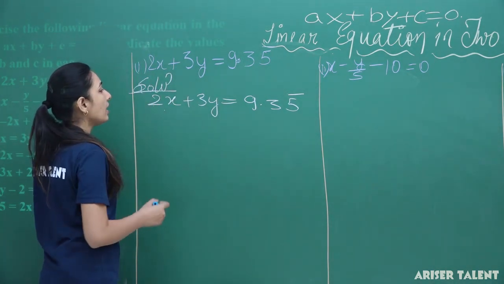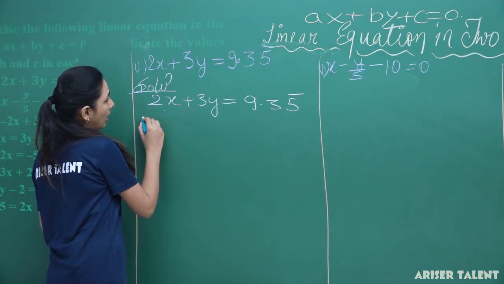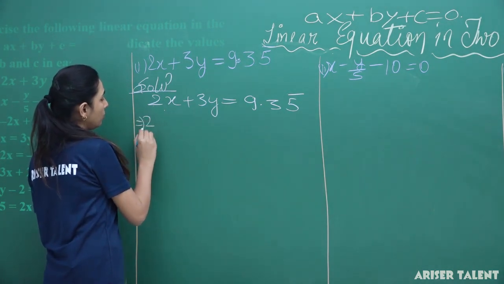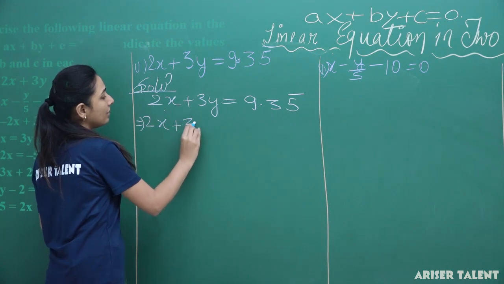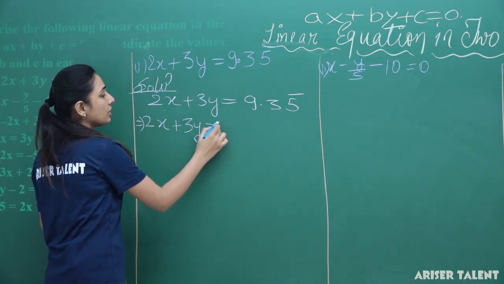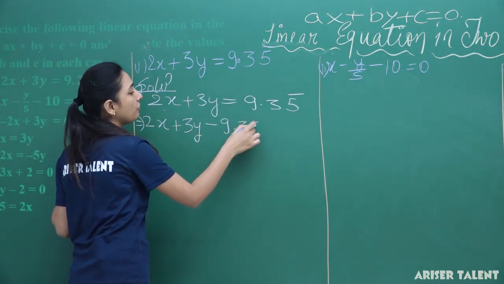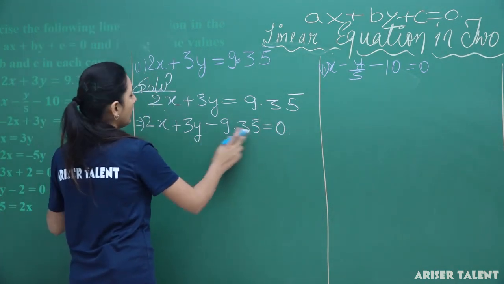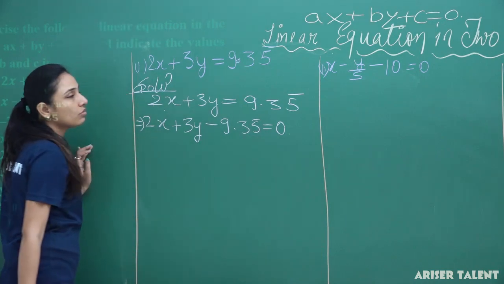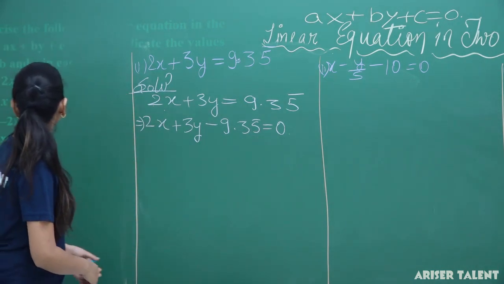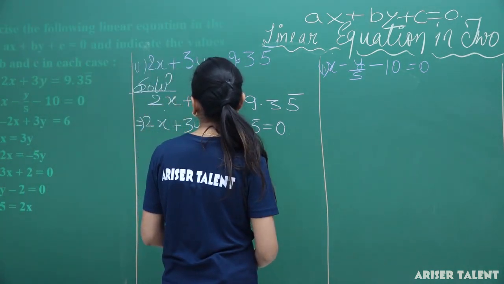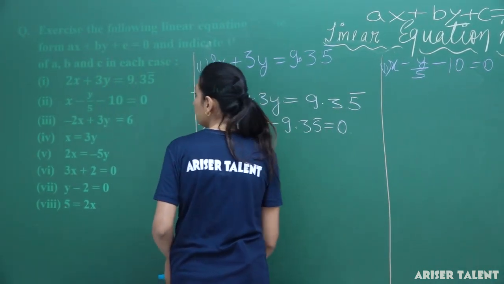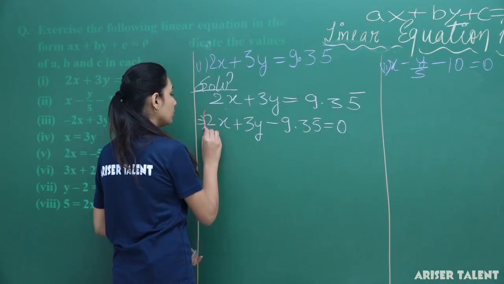In this case we are getting 2x plus 3y as it is. Now transposing this side, it becomes minus 9.35 bar equals 0. So this is the ax plus by plus c equals 0 format. First you have to convert it into the form, then indicate the values here. So this is our answer.